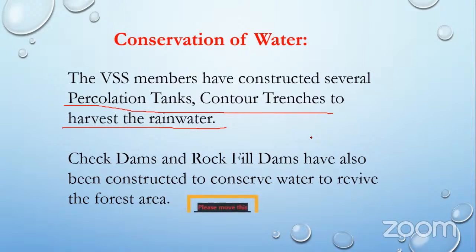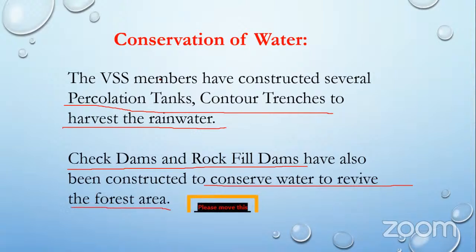It will go and get mixed with the river, sea, and all. If we don't store that rainwater, it will be wasted. That rainwater we have to store. That means harvest. We have to harvest rainwater. For that, they have big percolation tanks, contour ditches, and all. And also check dams and rock-filled dams have been constructed to conserve water to revive the forest area.